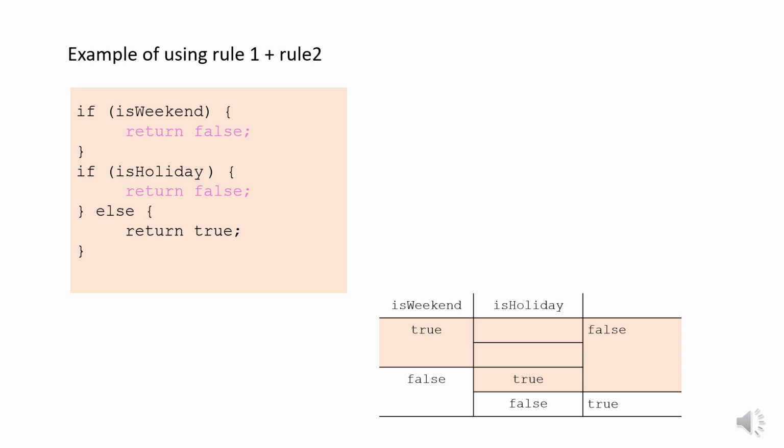Let's take a look at another example. Here we have an if statement that checks is weekend is true or false. When this condition is true, it proceeds to the body of the if statement, it returns false, and the execution stops.